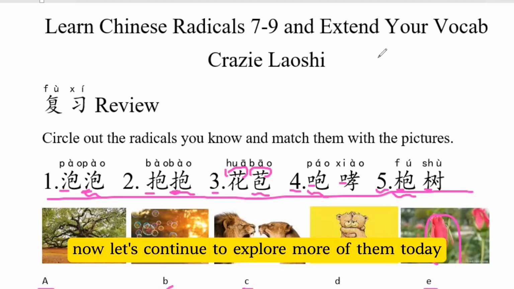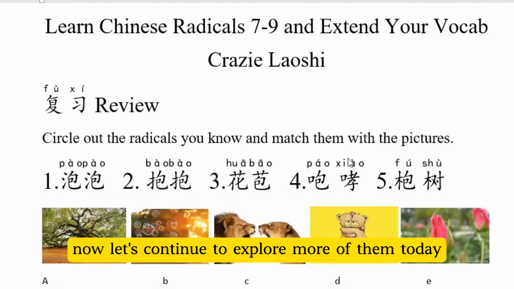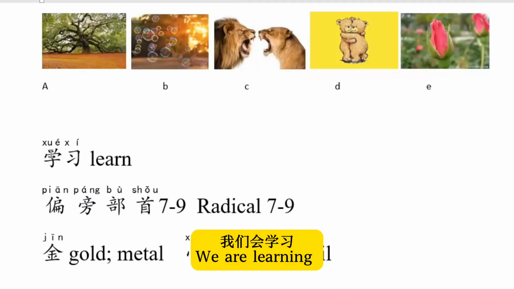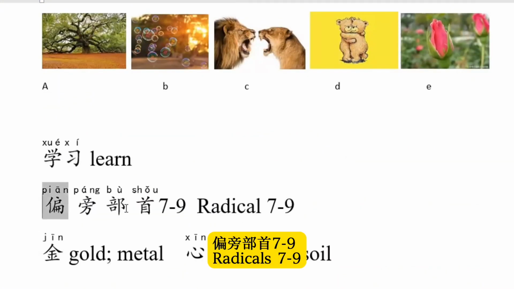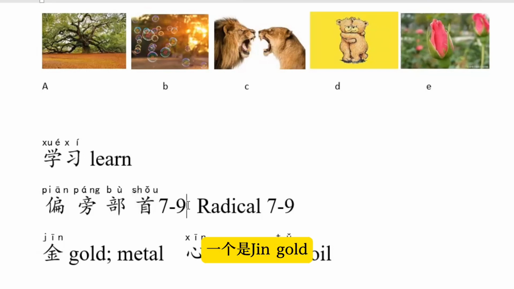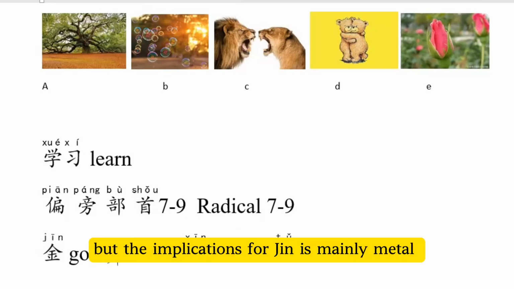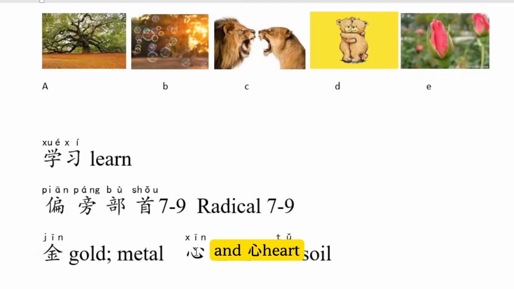Now let's continue to explore more of them today. 今天我们会学习偏旁部首7到9，一个是金 gold, but the implications for 金 is mainly metal, and 心 heart, 土 soil.